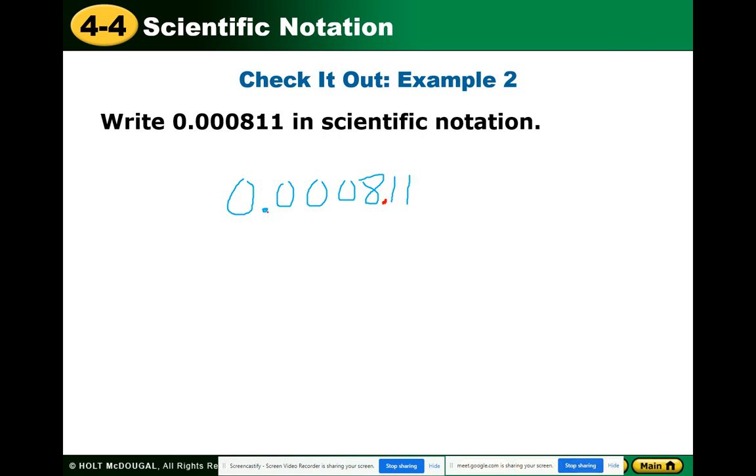So should I still count how many times I move it? Why am I counting how many times I move it? Oh, yeah, the number of times that we move it. All right. So 1, 2, 3, 4. So 8.11. Is there only one space left of the decimal that's not a 0? Yes, there was. That's good. Times 10 to the, what's the exponent, Carson? 10 to the negative 4 because it was smaller than 1.